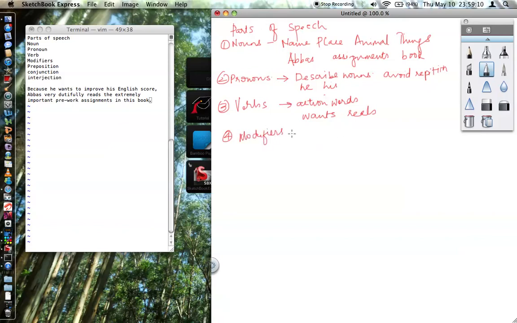Basically, these modify or describe a noun, a pronoun, verbs, adverbs, etc. So among modifiers, we have adjectives, which describe a noun or a pronoun. Adjectives in this case would be extremely important, pre-work. These describe assignments.